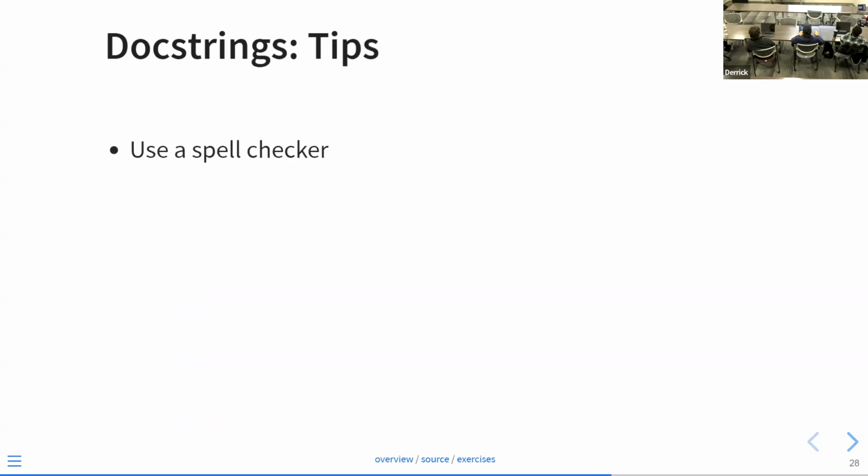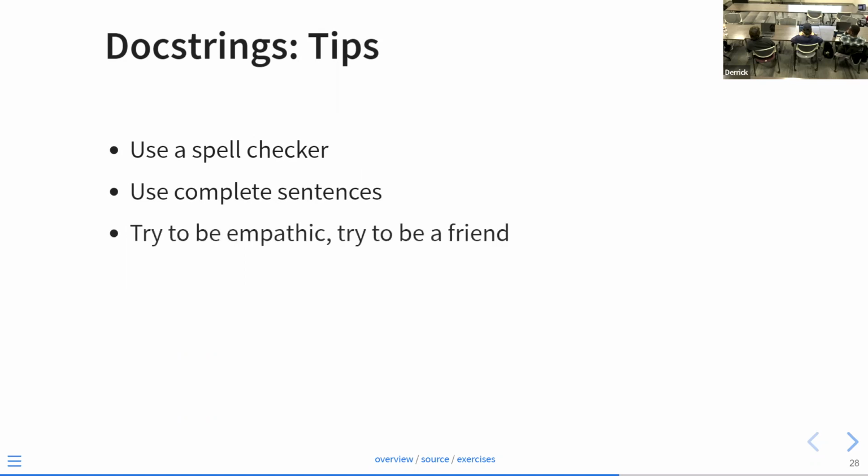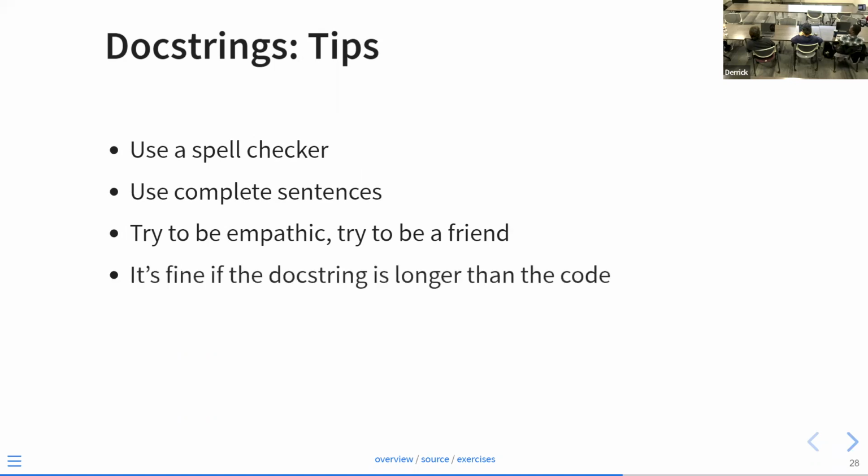Okay, so some tips. Use a spell checker if your editor supports one. Sometimes there are plugins you have to install. I think VS Code is that way, but it's definitely better to look more professional and spell things right. Use complete sentences when it makes sense, which is usually. And try to be empathic, and try to be a friend. So think about what you'd like to see in the doc string if you were trying to use the software, and do that.